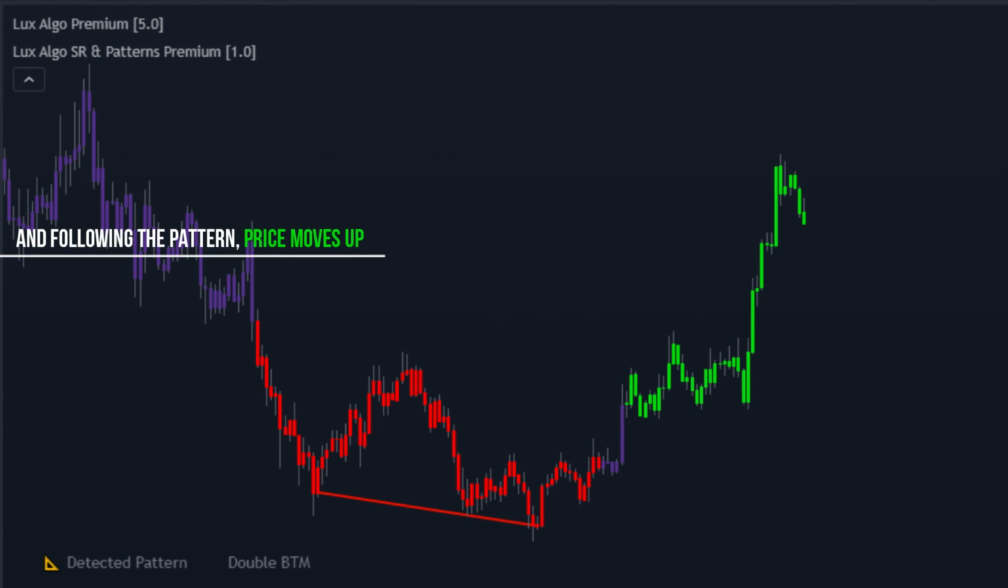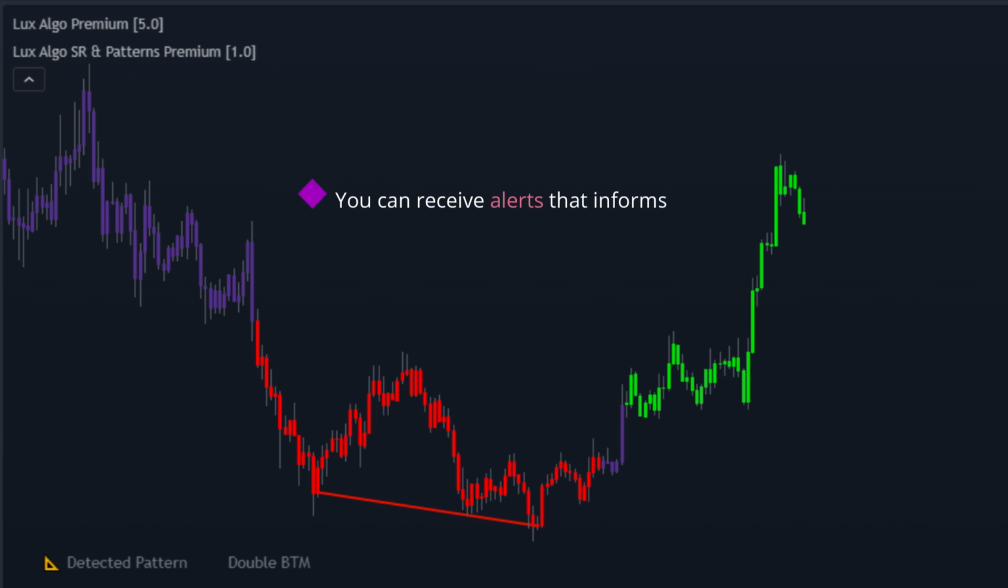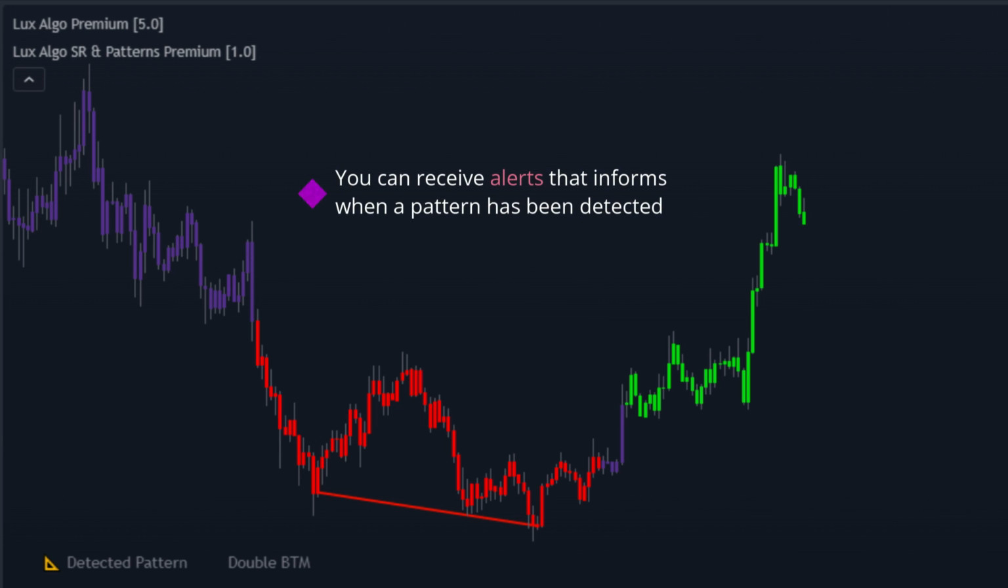price moves up. You can receive alerts from Lux Algo that informs you when a pattern has been detected. Comment below if this is something you would like to see, and we will cover it in a later video.